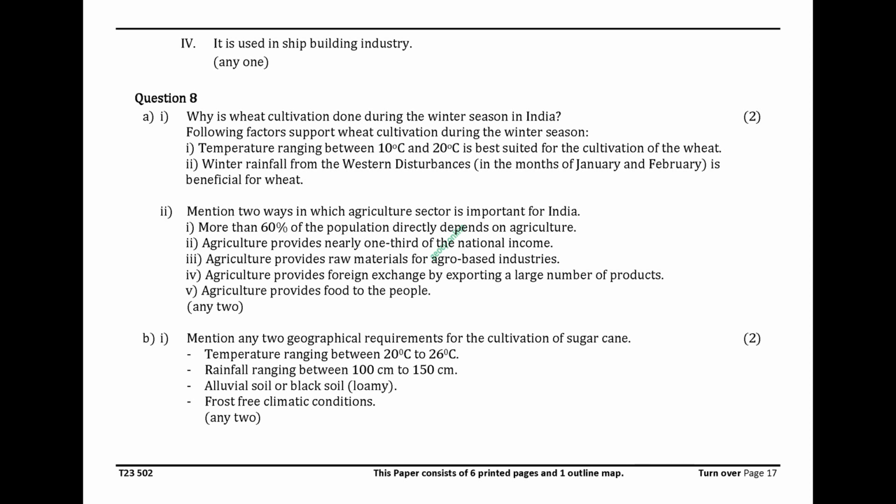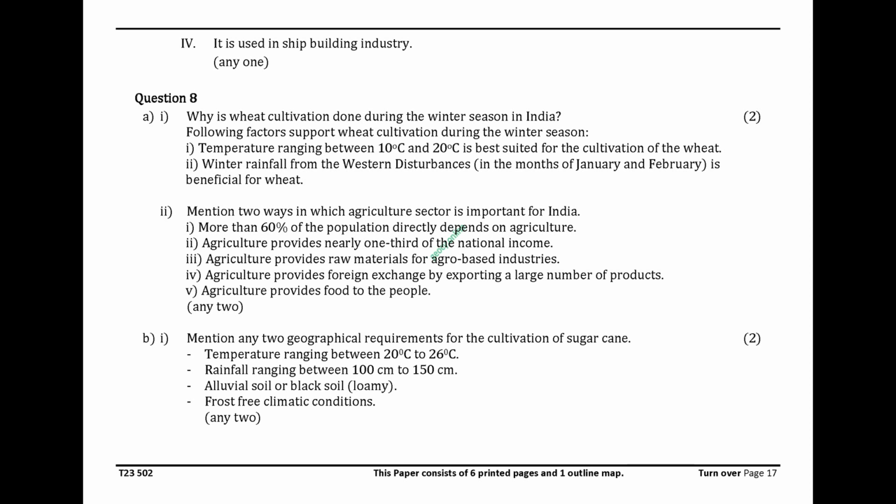More than 60% of the population directly depends on agriculture. Agriculture provides nearly one-third of the national income. Agriculture provides raw materials for agro-based industries. Agriculture provides foreign exchange by exporting a large number of products. Agriculture provides food to the people. Any two.